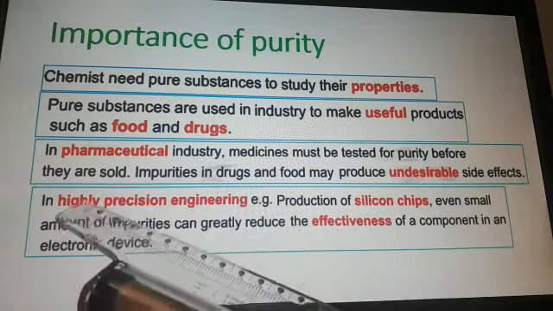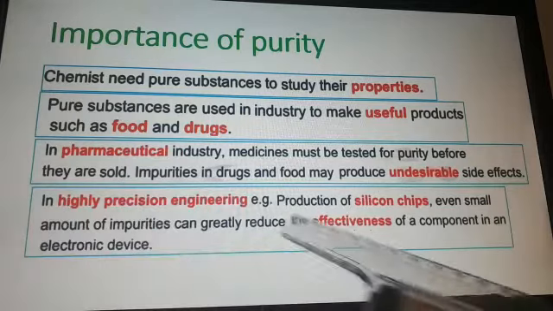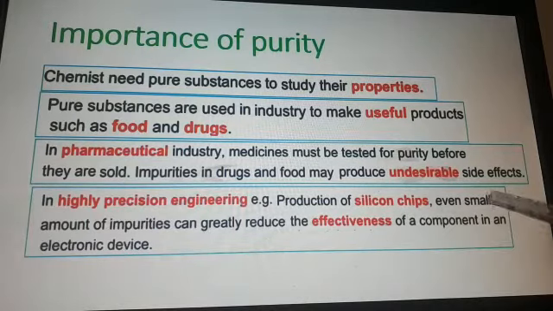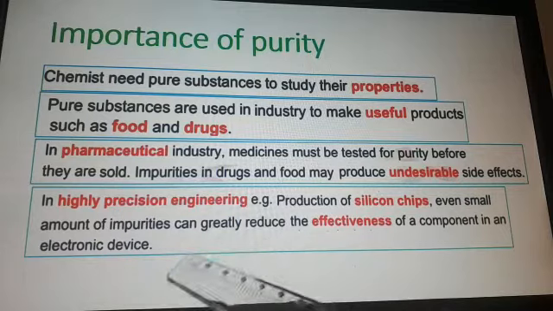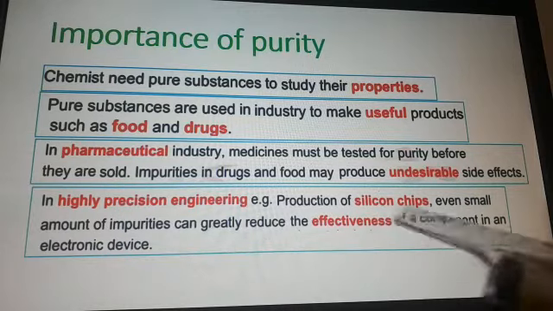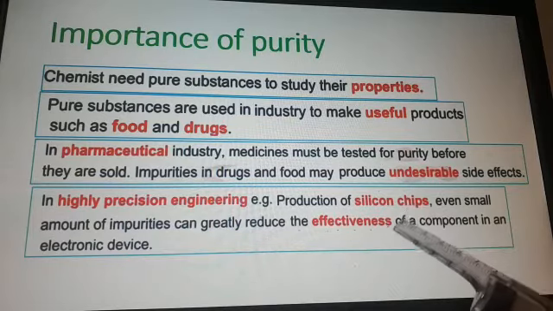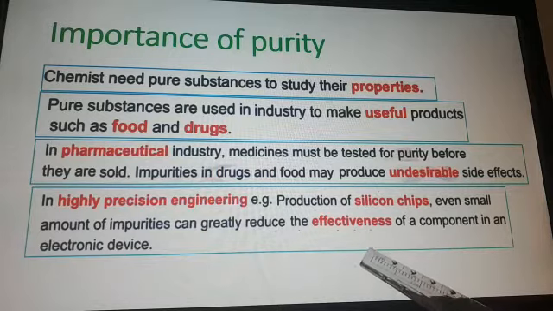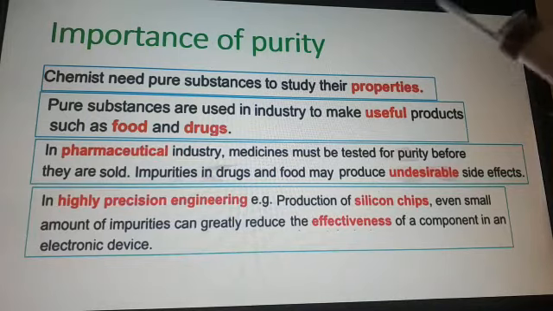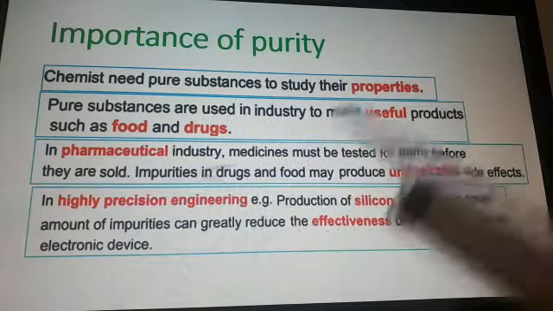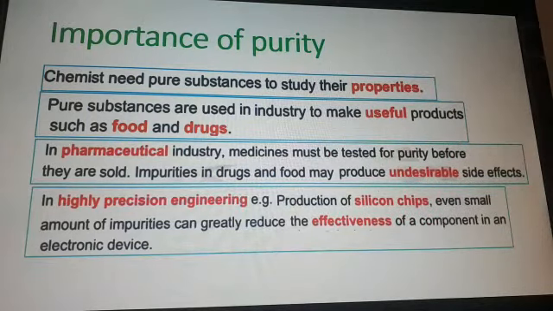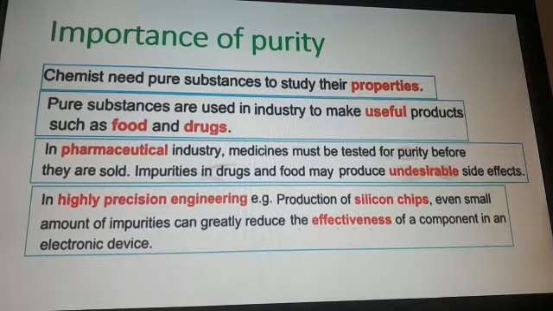Then in industry, in highly precise engineering such as the production of silicon chips, even a small amount of impurities can greatly reduce the effectiveness of the component in an electronic device. Silicon chips are used for making electronic devices, and if there are very tiny impurities there, it will affect the electronic device. So now you understand the importance of purity. In our daily life it is very important. I think all of you understand this.